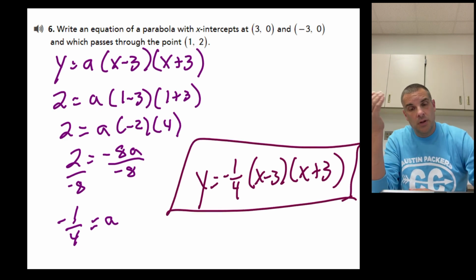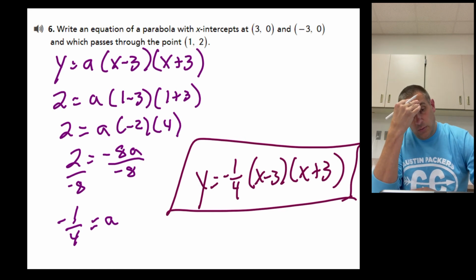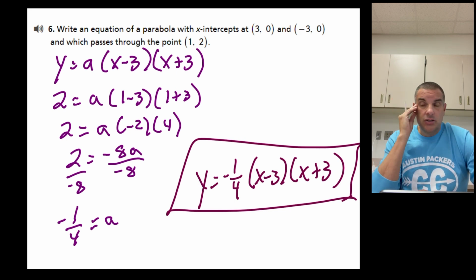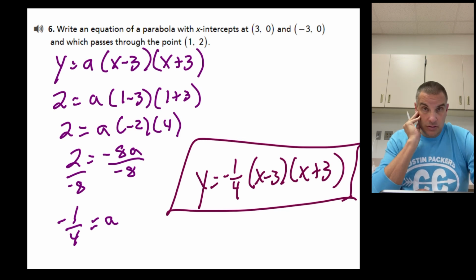So there you go. There is your equation of a parabola with the x-intercepts and the y that passes through that point. So there's section 2.3, factored form of a quadratic function.